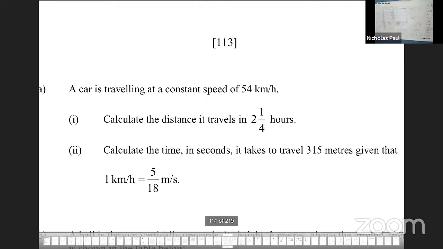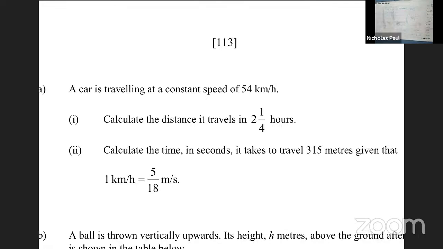Right. So we have a speed. The speed is 54 kilometers per hour. And they told us they wanted the distance traveled when the time is 2.25 hours, right? So that's 2.25 hours, and we now need to find distance. Distance is equal to speed multiplied by time. So that's 54 multiplied by 2.25, which is?